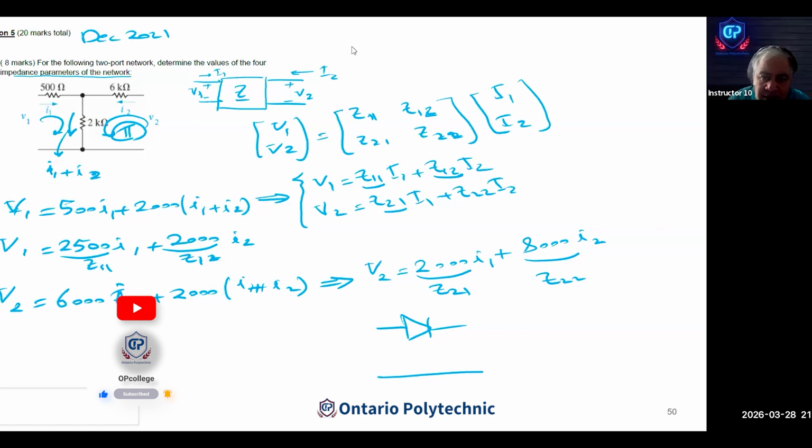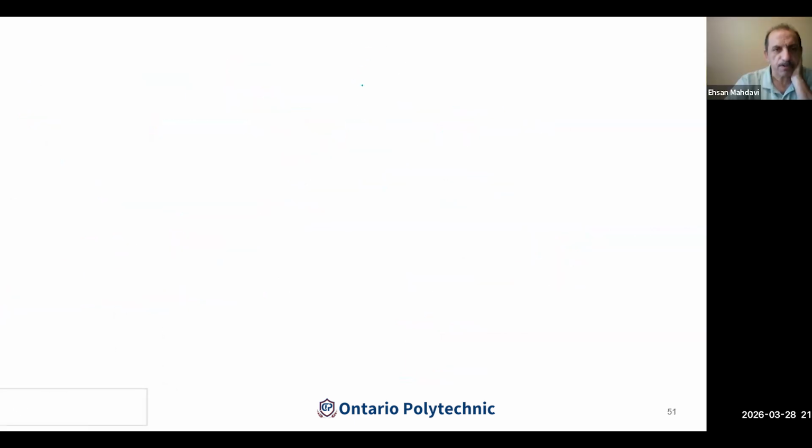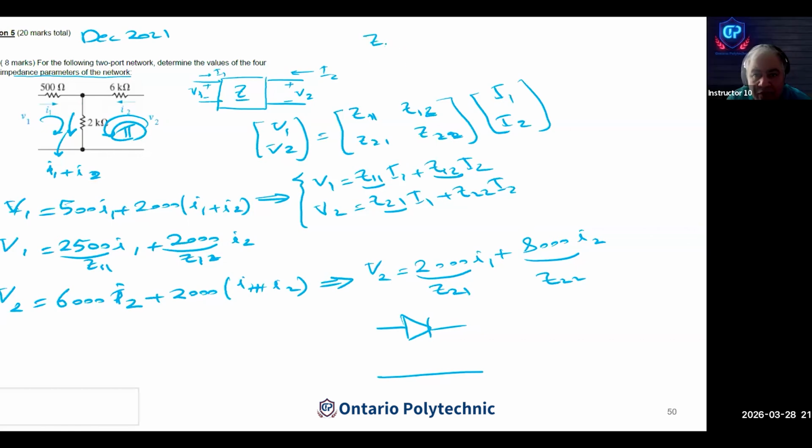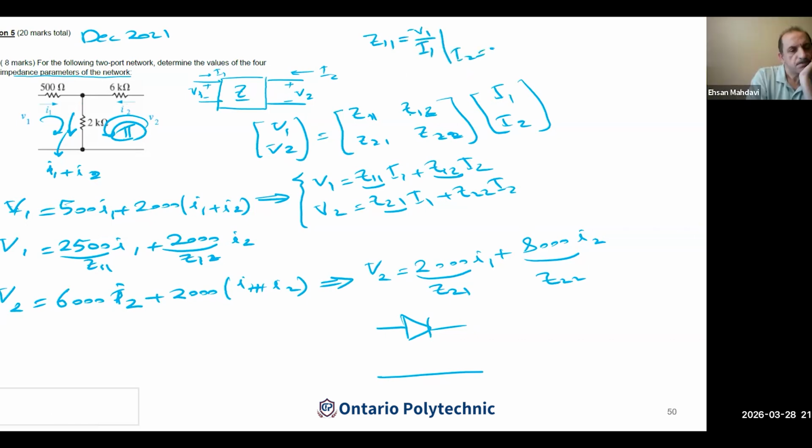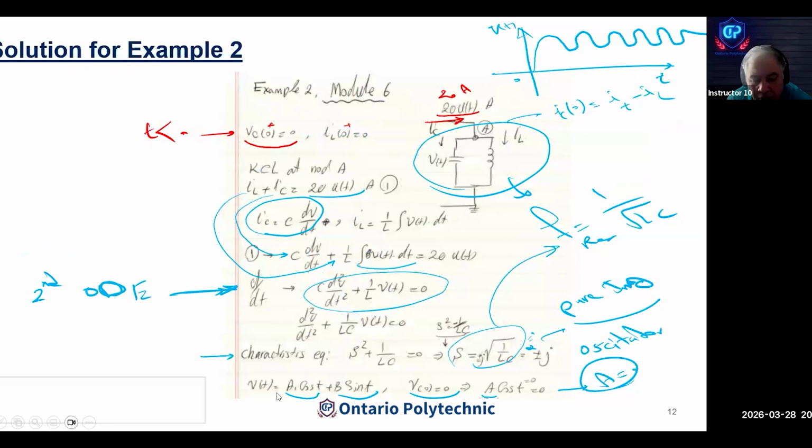Can you see my screen or not? For example, Z11 is equal to V1 over I1 if I2 is equal to 0. Another method you can do: for example, Z12 means V1 over I2 if I1 is equal to 0. I1 should be 0, and check that. Yes, you can do it. Here, if you scroll down, this is where you asked me.